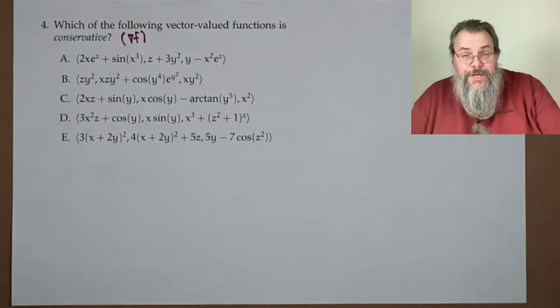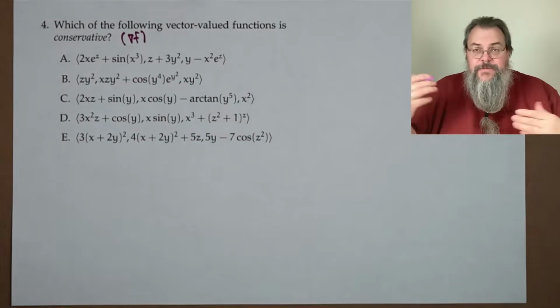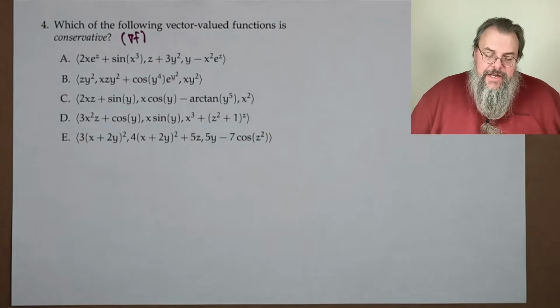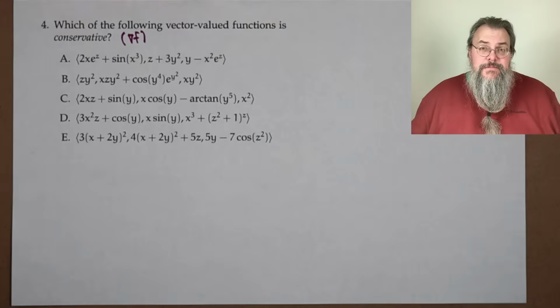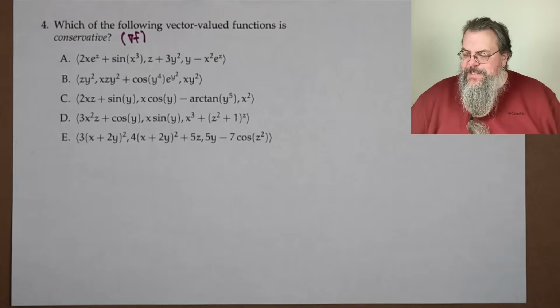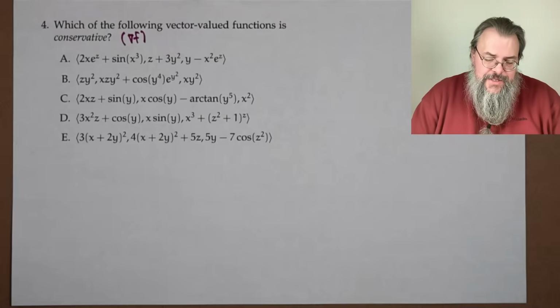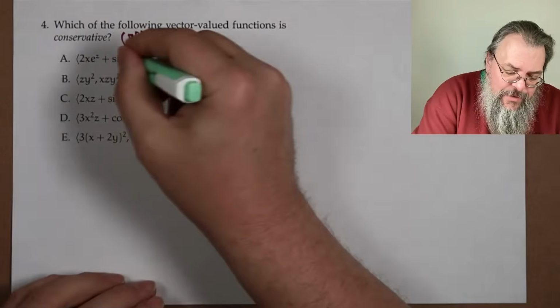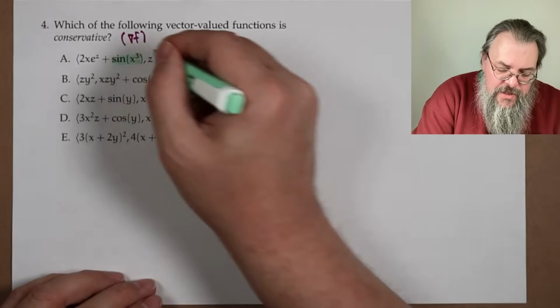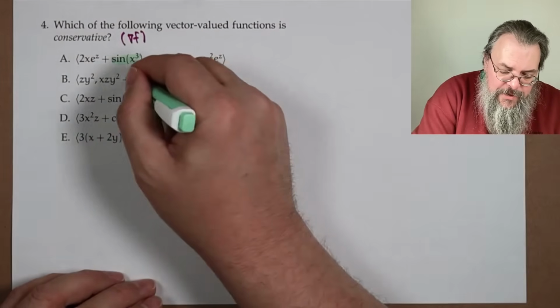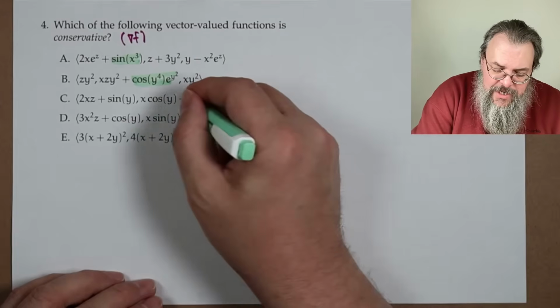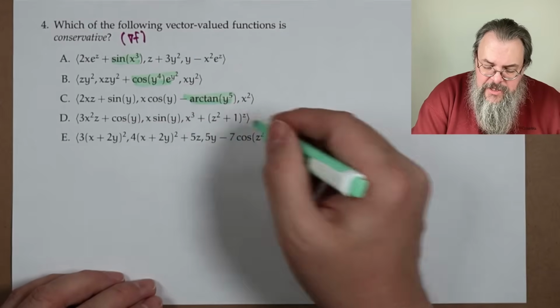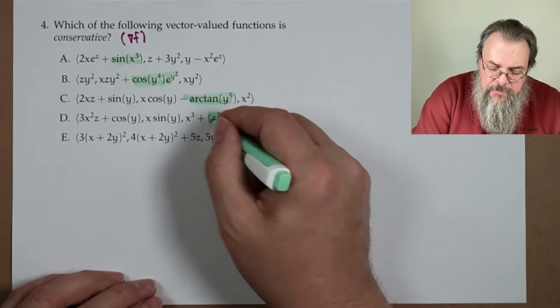Now, one way we could answer this is just say, let's find potential functions. And the one where we can find a potential function, that's got to be our answer. However, there's going to be some obstacles here. Notice in this one, there's a sine of x cubed. In this one, cosine y to the fourth e to the y squared. Here you have an arctangent y to the fifth. Here you have a z squared plus 1 to the z.